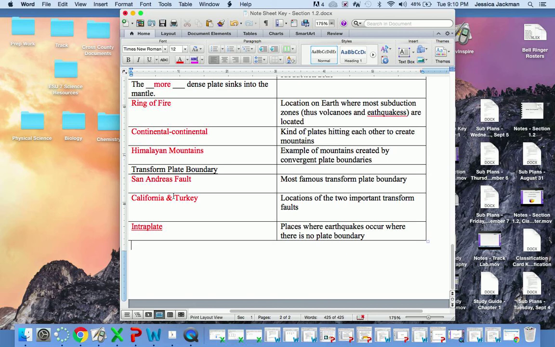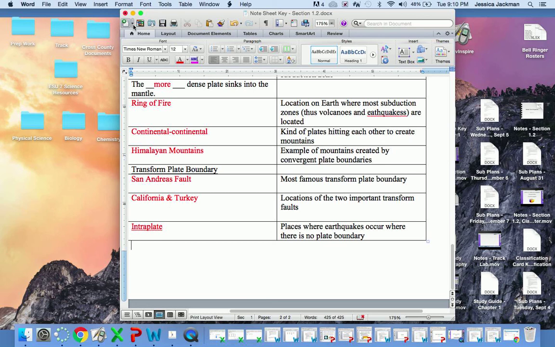And then there's also something that's not technically a plate boundary, so I didn't put plate boundary behind it like you guys probably did with some of the others. But in plate location, we talk about intra-plate activity. Intra means inside, so we're talking about inside a plate. So places where earthquakes or volcanoes even occur where there is zero plate boundary. There's nothing there, but there's still activity. We'll talk about that when we actually talk about volcanoes later on.